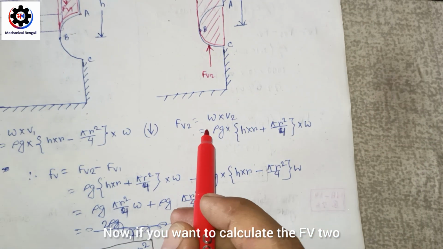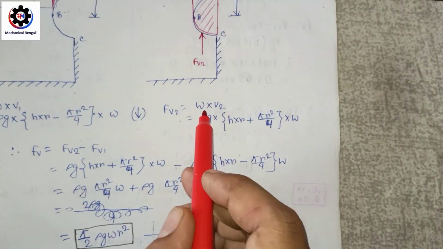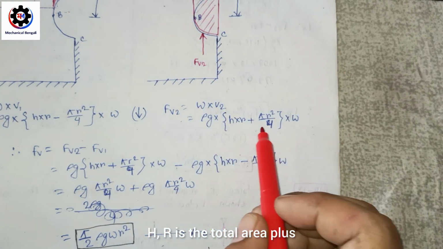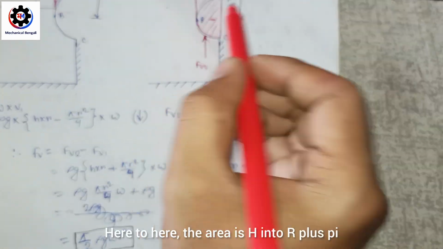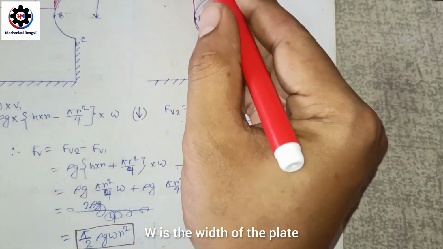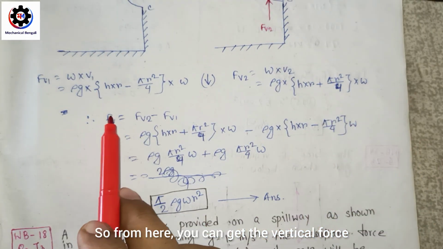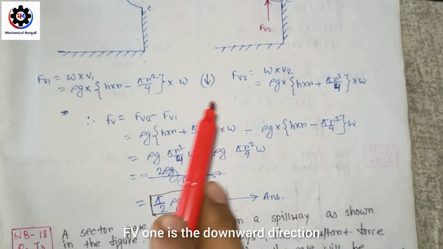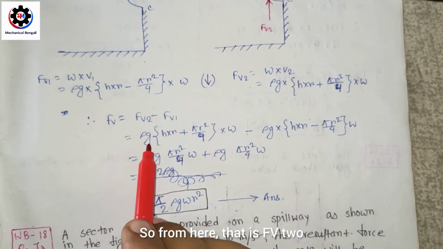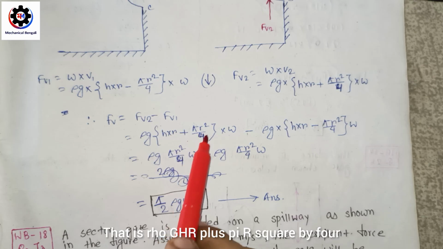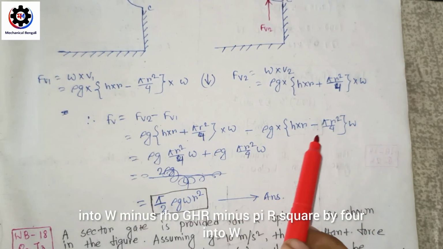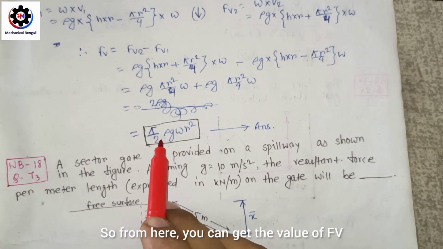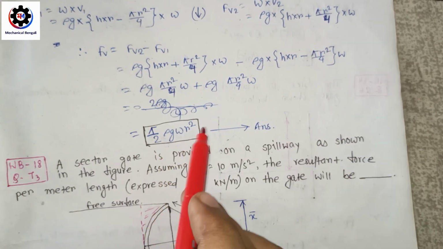Now if you want to calculate FV2, which is in the upward direction, FV2 is omega into V2. So rho g into hr is the total area, here to here the area is h into r, plus pi r square by 4, into w, the width of the plate. So from here you can get the vertical force, that is FV2 minus FV1, because FV2 is in the upward direction and FV1 is in the downward direction. So FV2 is rho g hr plus pi r square by 4 into w, minus rho g hr minus pi r square by 4 into w. So from here you can get the value of FV, that is pi by 2 rho g w r square. So this will be our answer.